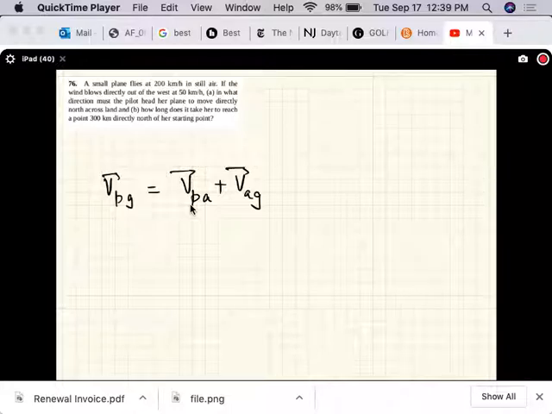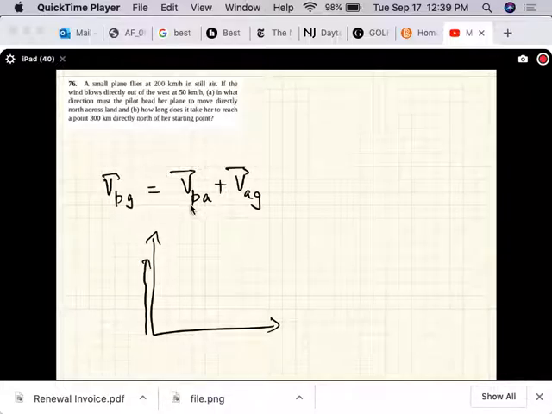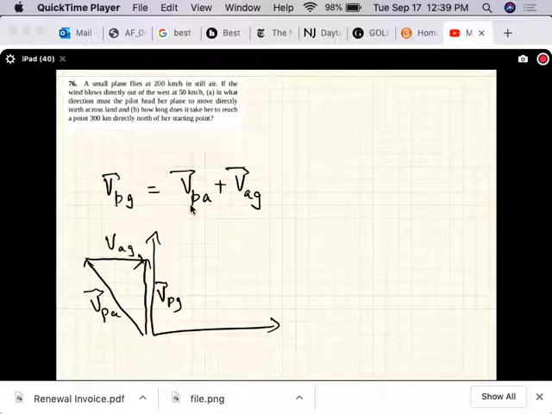And so I guess if you think about it, if you want to head north like that, you've got to fly the plane like this, since the wind velocity is coming like that. So here's the vector diagram of the equation above: velocity of plane with respect to the ground is equal to velocity of the plane with respect to air plus velocity of air with respect to ground.